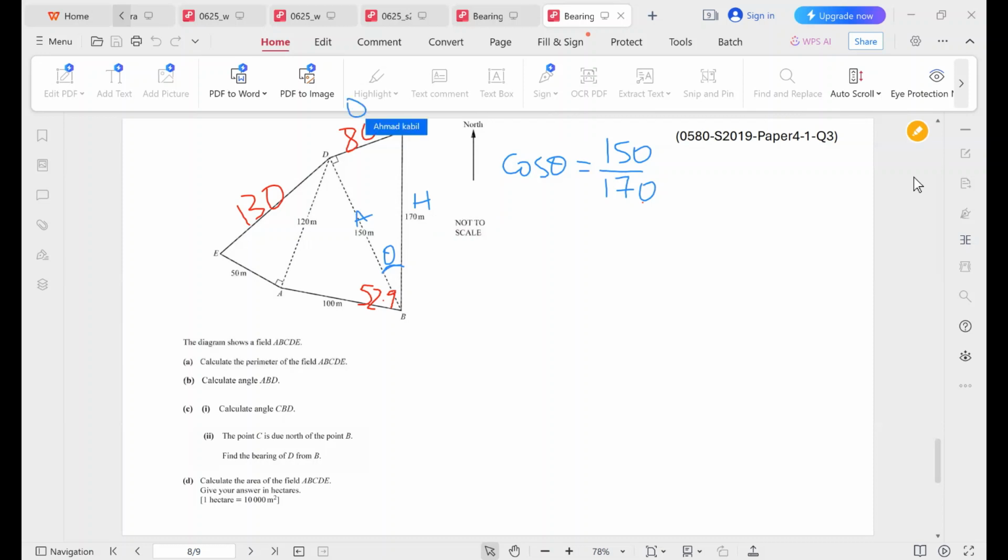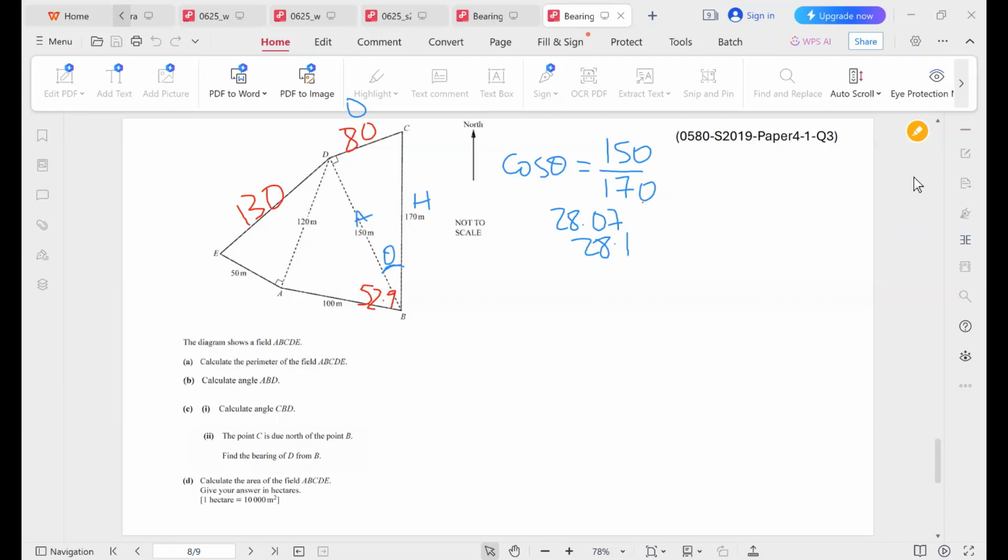Since this is theta, this would be the adjacent, this would be the hypotenuse, and this would be the opposite. I normally prefer to use the values that they gave us rather than the values that I got, just in case my answer was wrong. So cosine theta equals 150 over 170. We shift cosine to this fraction, and you get 28.07, or 28.1 to 3 significant figures.